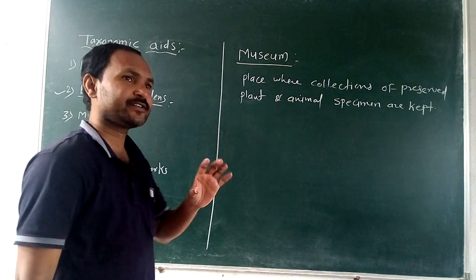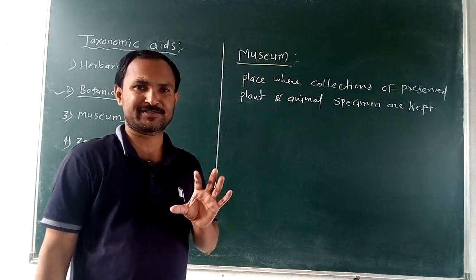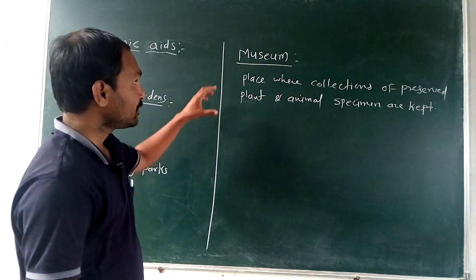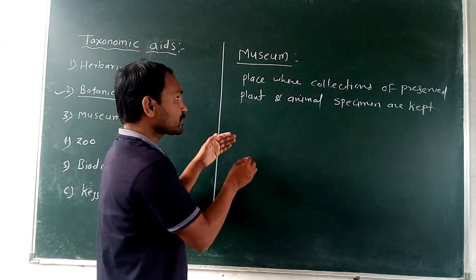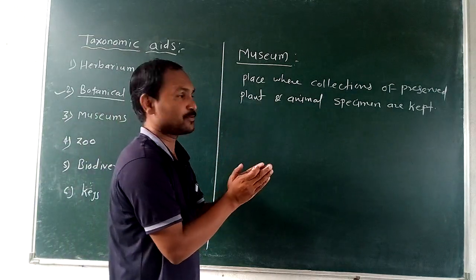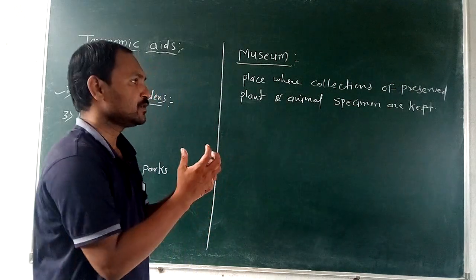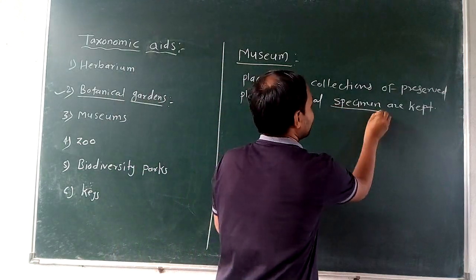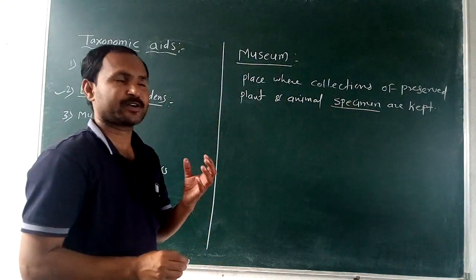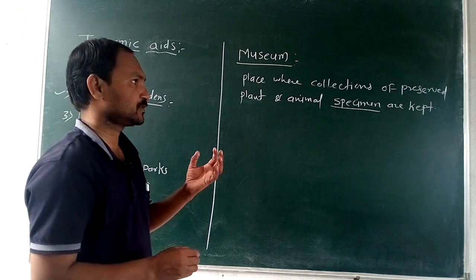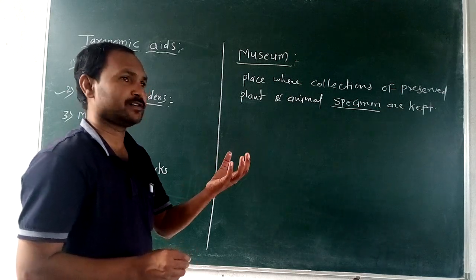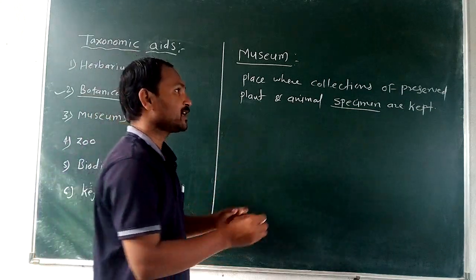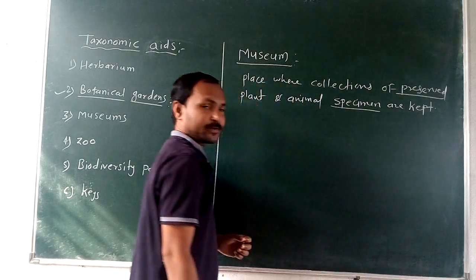In a botanical garden we are collecting only plants, different varieties of plants from different countries. But in a museum we can preserve the plant as well as animal specimens. Specimen is one of the common things that we can collect. Specimen means a sample, which in Marathi we call नमुना, just to see how that animal looks like or how that plant looks like. That is what we call the specimen that can be preserved.